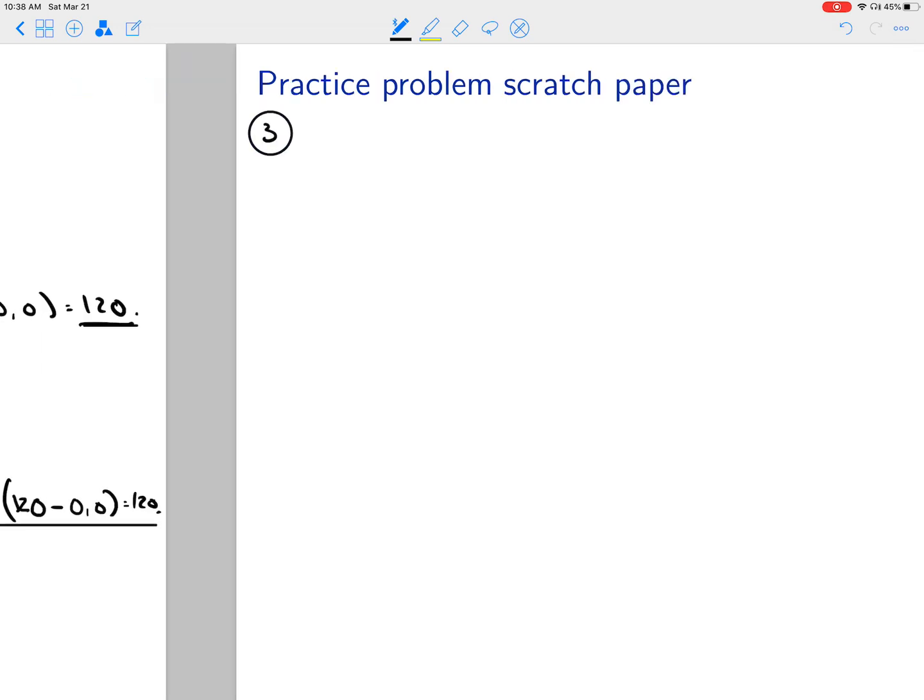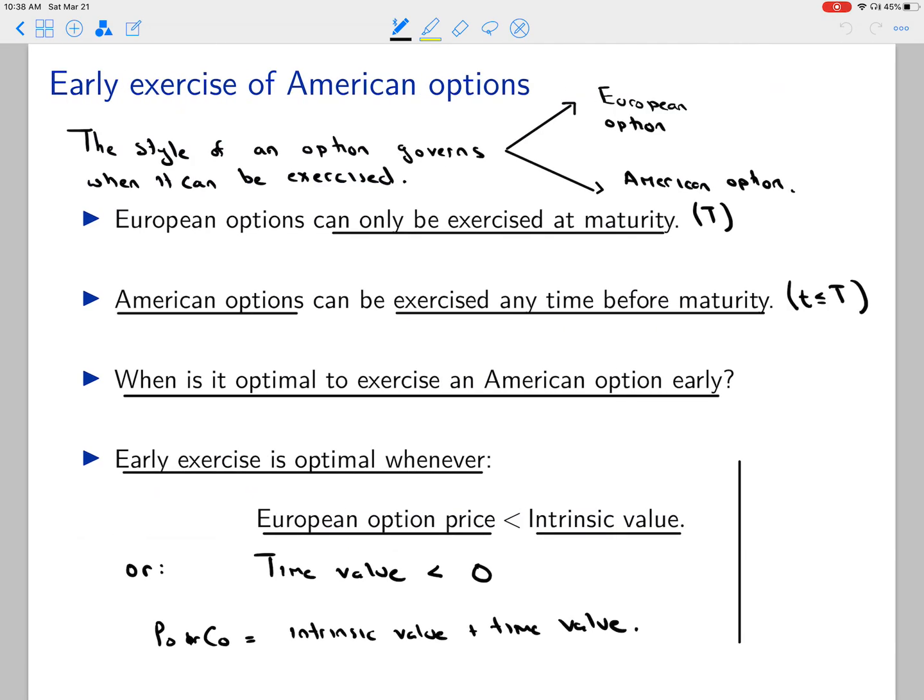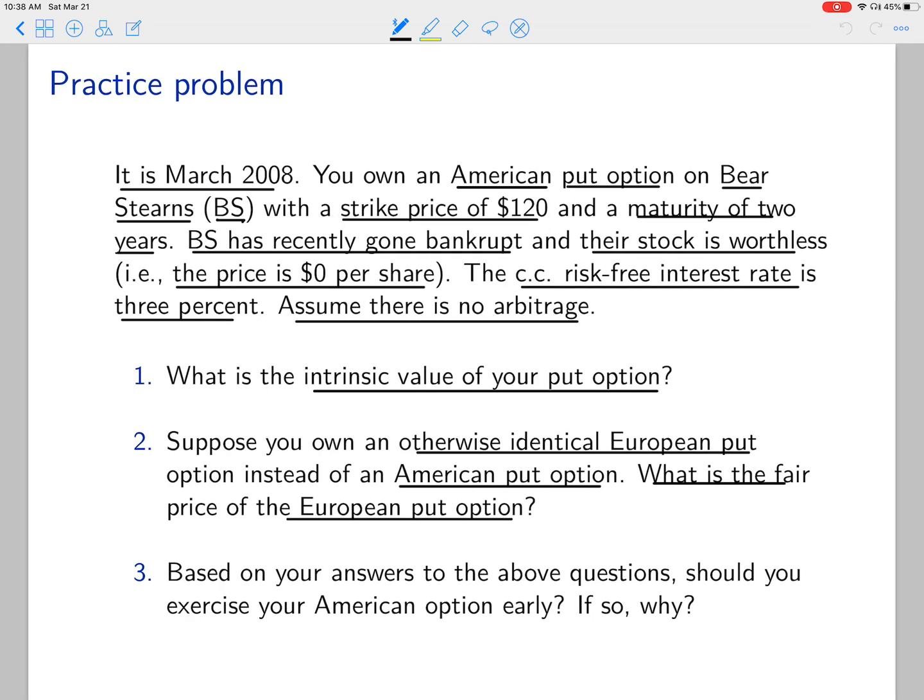Finally, in part 3, what we're asked is we know what the intrinsic value is. We know the price of an otherwise identical European option. We want to ask whether we will exercise this European put option early. And all we have to do to solve this is look at these two conditions that we had earlier in the lecture. Early exercise is optimal whenever either the European option price is less than its intrinsic value or the time value is less than 0. Okay. And so we can just check if conditions hold.